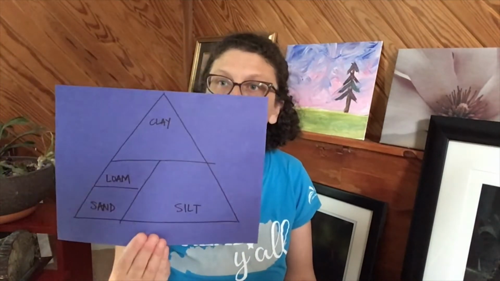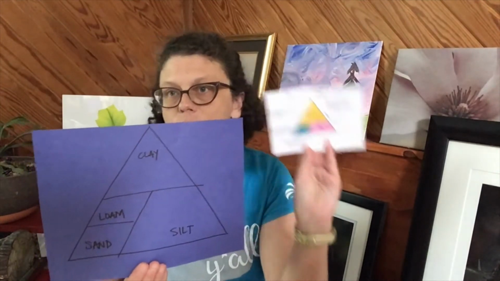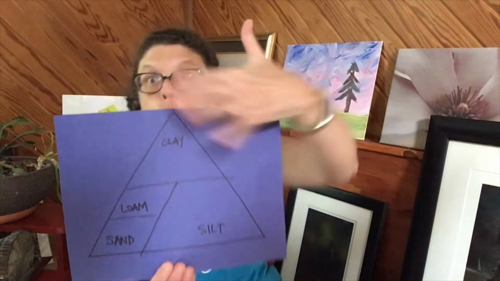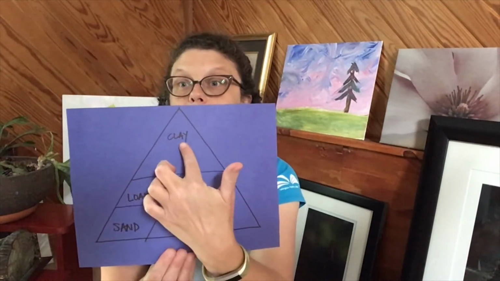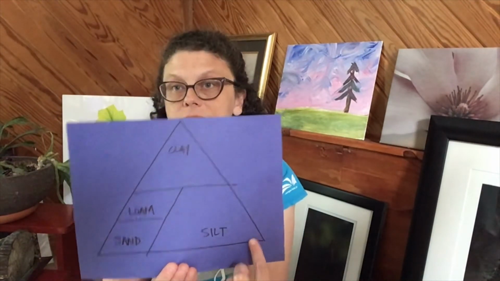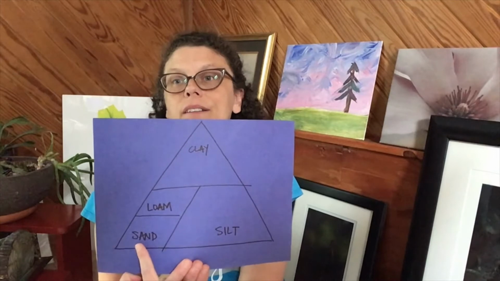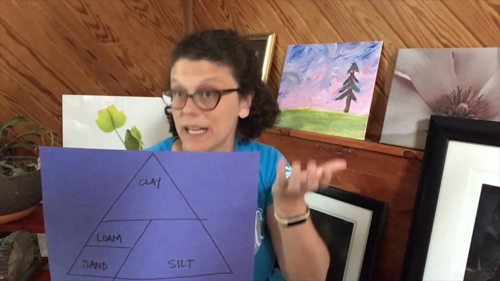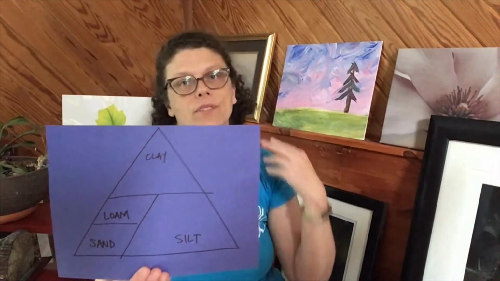When you're comparing and contrasting different soils, there is this soil triangle, which is also in the zine. It's a little more scientific, but I drew it here. You can see it's backwards. Clay is up here, silt is down here, and sand is down here. And then there's this new word, L-O-A-M, loam, which is a combination of several different types.